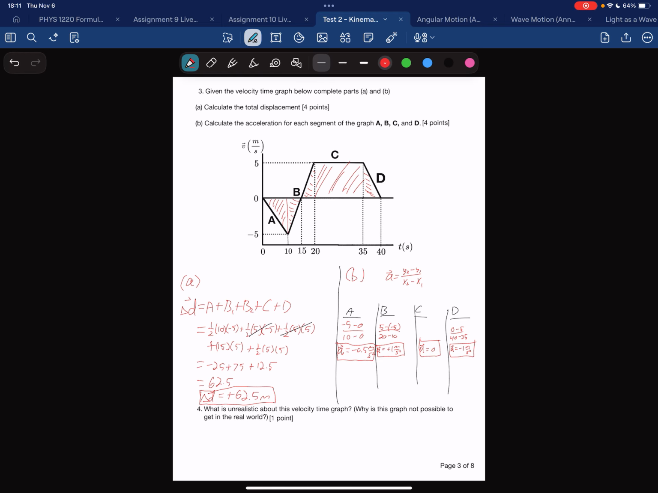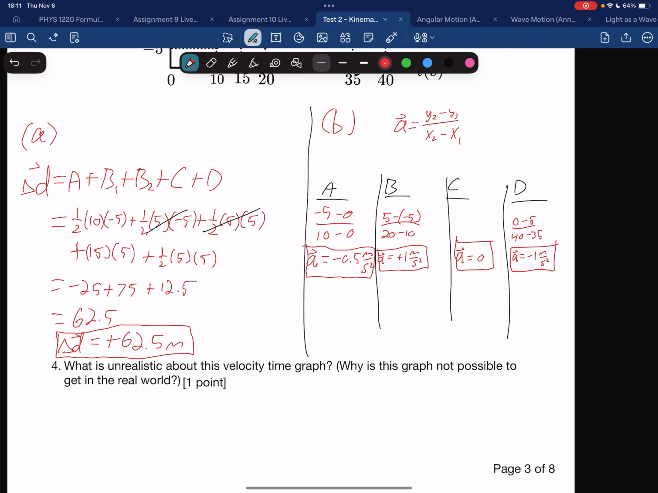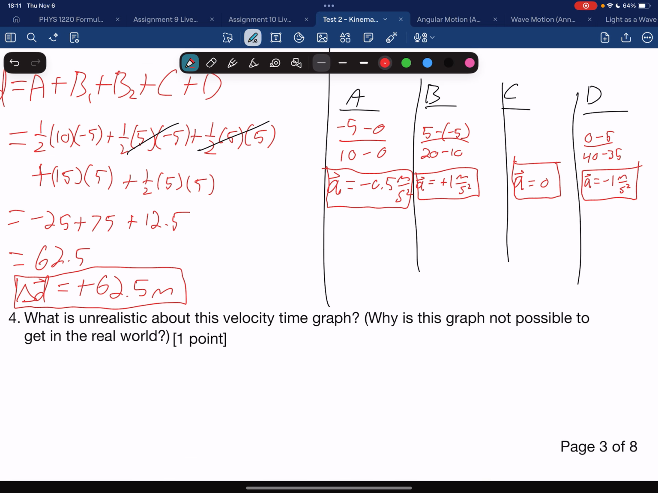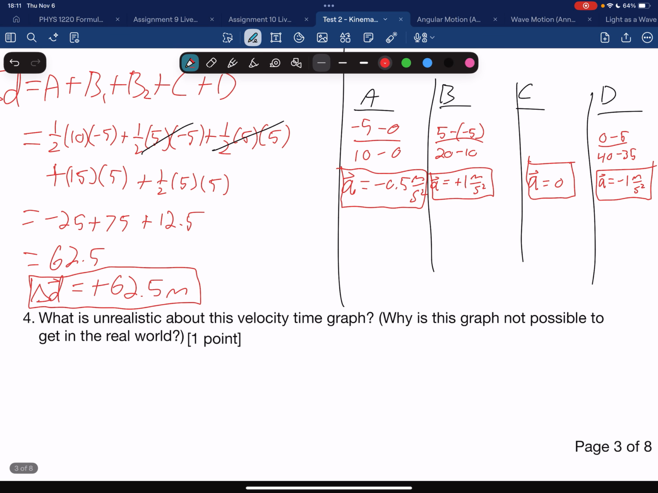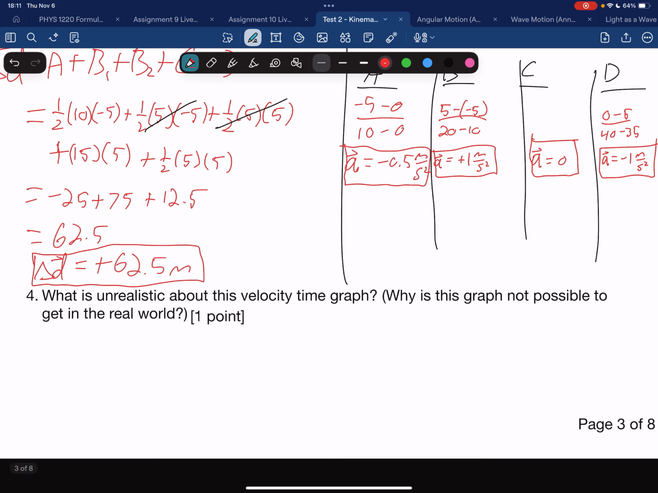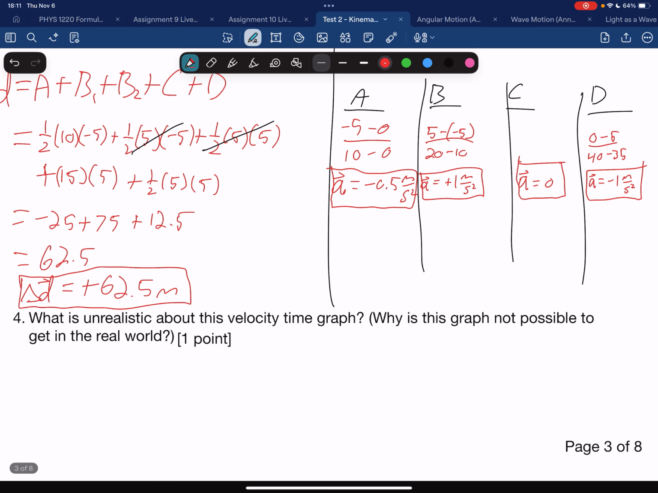Question 4, again, relative to the graph here. What is unrealistic about this velocity time graph? A little guiding extra question there. Why is this graph not possible to get in the real world? Just worth 1 point here, this little concept question.